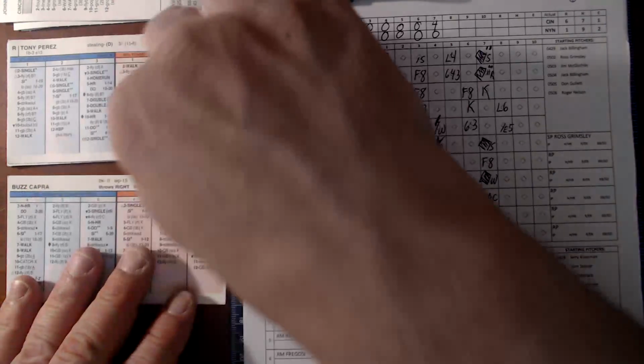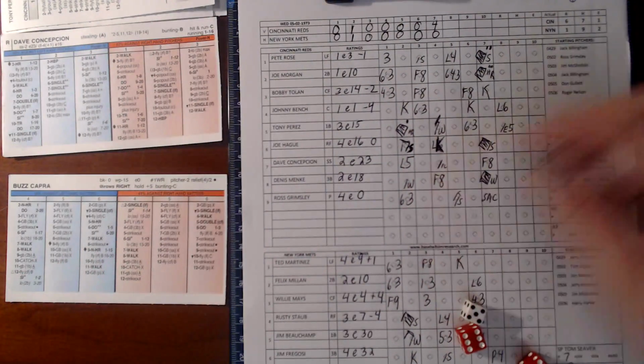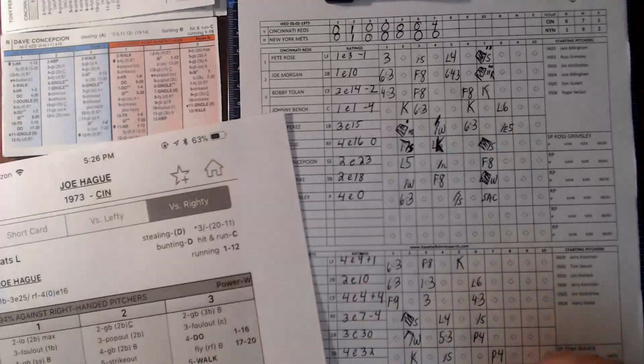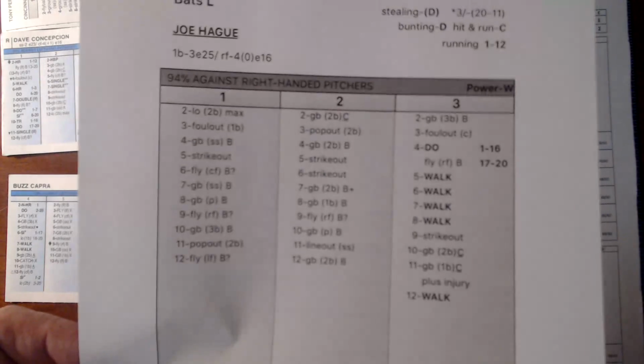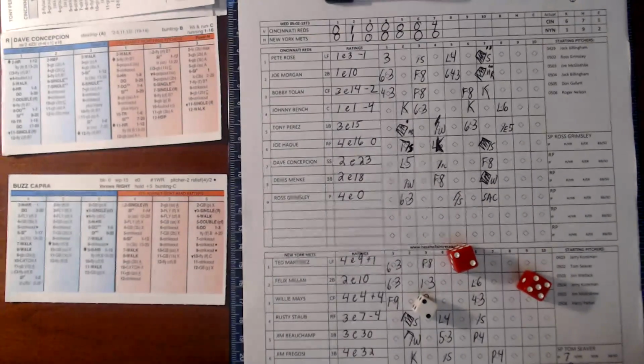Joe Hague. He's a lefty. Nothing on the Havoc. 2-7. Ground ball, second base B. That's a force out.